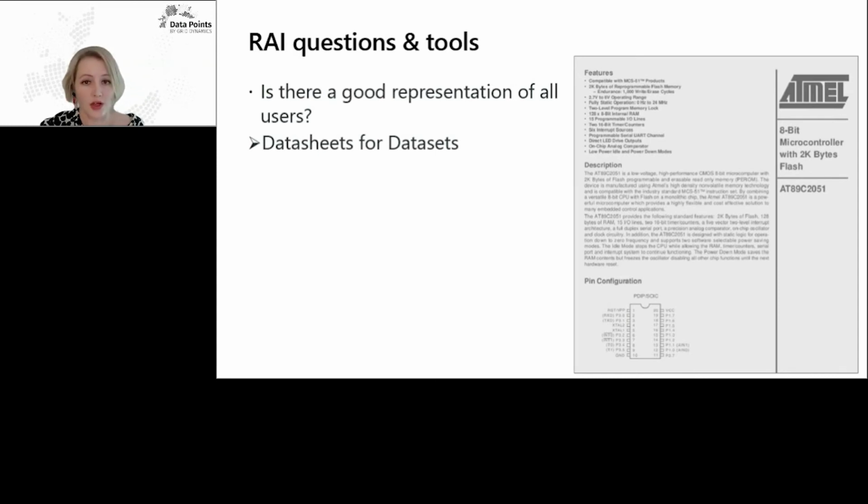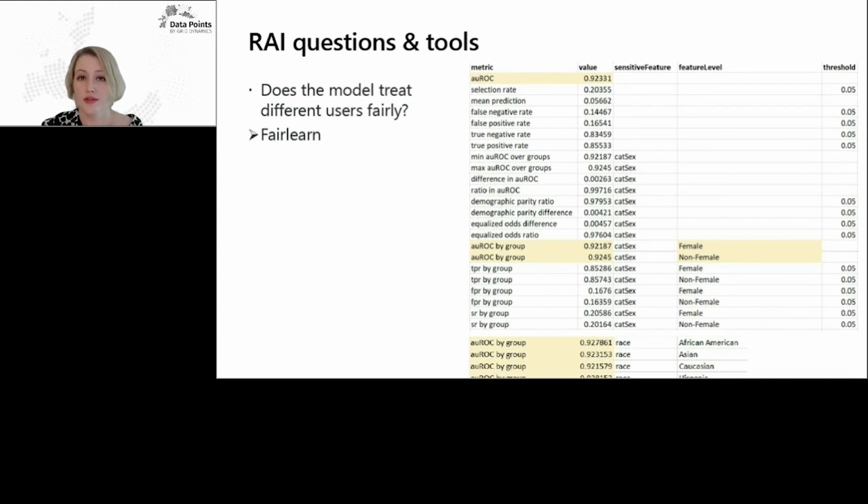The next tool asks the question, does the model treat different users fairly? A tool for this is called FairLearn. It was developed by Microsoft Research, and it is an open source Python package. And this is how I've used it. I was looking at the accuracy of a medical model, and you can see that the accuracy at the top there is area under the ROC curve, and that was 0.92, which sounds quite good.